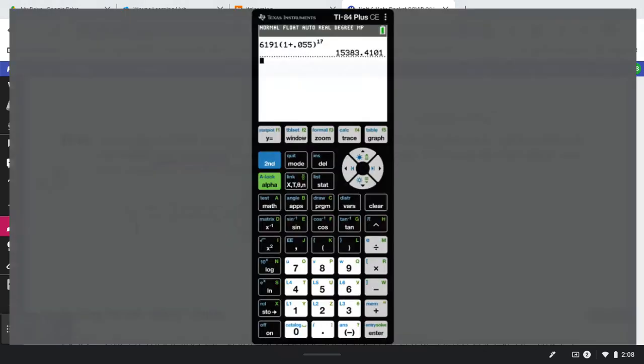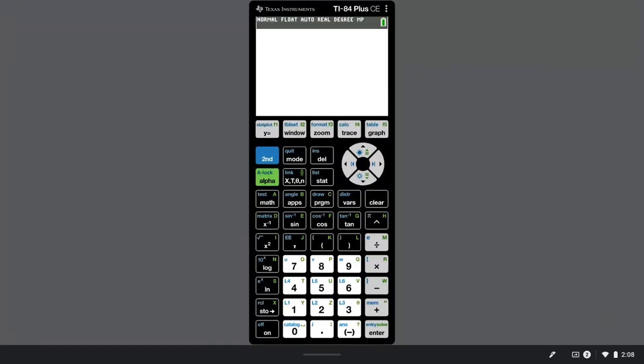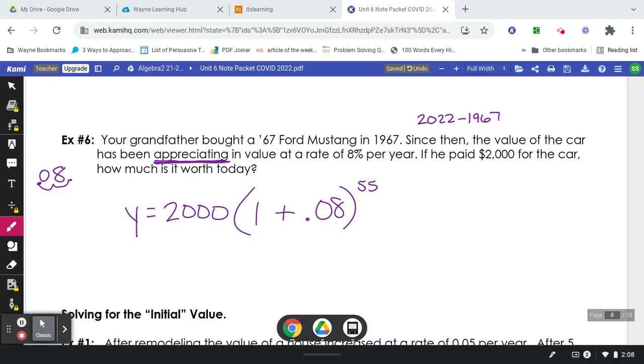I'll go ahead and type this one in for you just so you can see in case you're stuck on how to do it. You would do 2000 times 1 plus 0.08 exponent 55. Since it's talking about money, we want to round to 2 decimal places. In other words, the nearest hundredth place. $137,827.71.